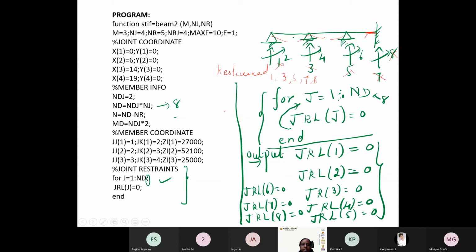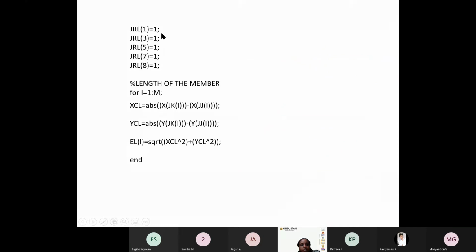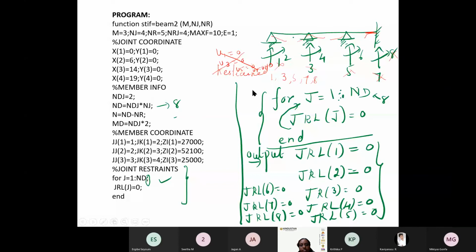So restrained things, I'll take it as 0. Sorry, 1. In the class we have taken it as 0. Am I correct? We have taken U1 is equal to 0, U3 is equal to 0, U5 is equal to 0, and U7 and U8 are equal to 0. So please don't get confused with that one. Now I'm taking the restrained as 1 for the computer programming. 1, 3, 5, 7, 8 are restrained.